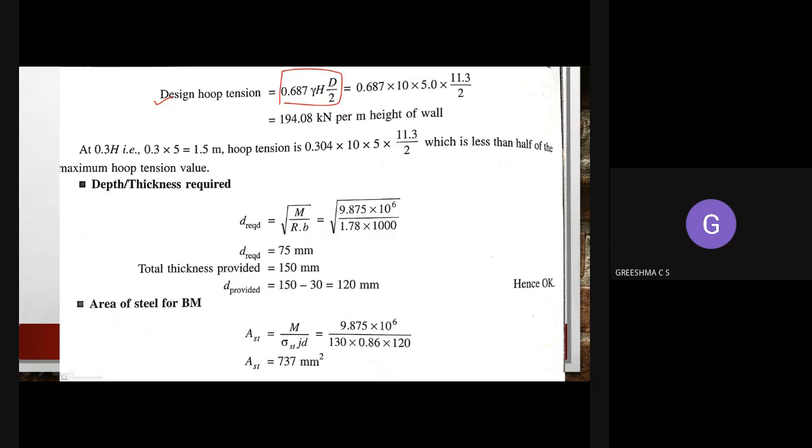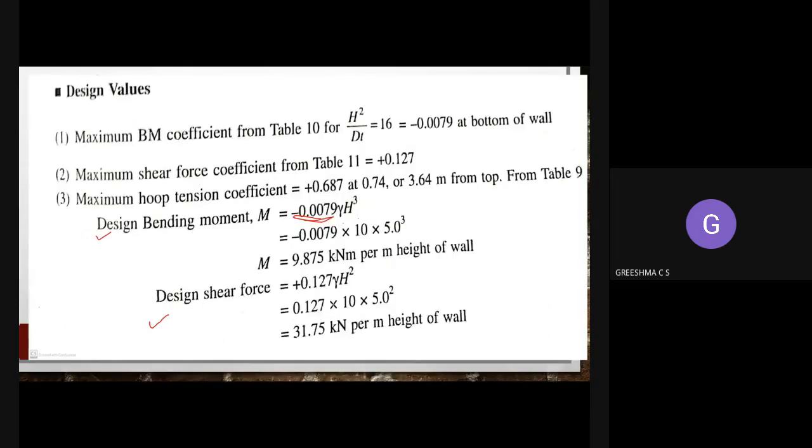Study these equations. Now, how will you find out this maximum bending moment coefficient? You can see a value here, this is the equation, 0.0079. This 0.0079 is the maximum bending moment coefficient. From where do you get this value? That is what we are going to find out, the maximum bending moment coefficient.